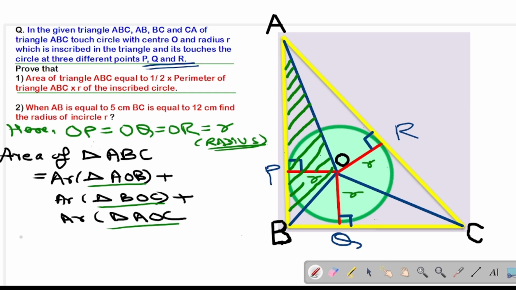So just write up these values over here. We will be writing it as half into AB into OP, right? Which we discussed, OP.